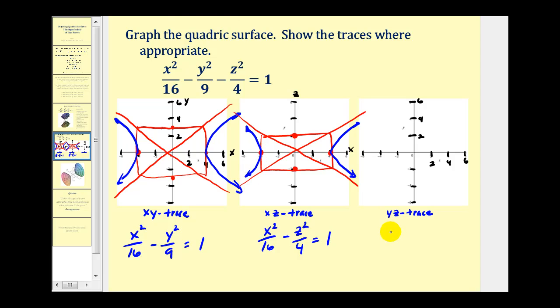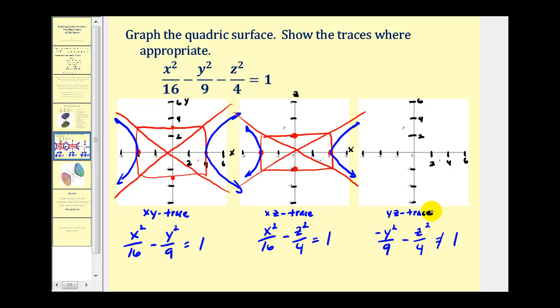Now this last trace is going to be a little more interesting. If we let x equal 0 to find the yz trace, we're going to have negative y squared over 9 minus z squared over 4 equals positive 1. And there's no solution to this because both of these terms are going to be negative, therefore it will never be positive. So that tells us there is no yz trace.